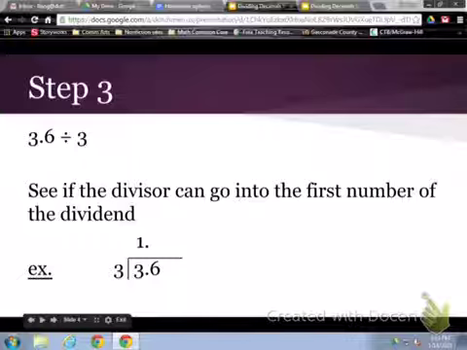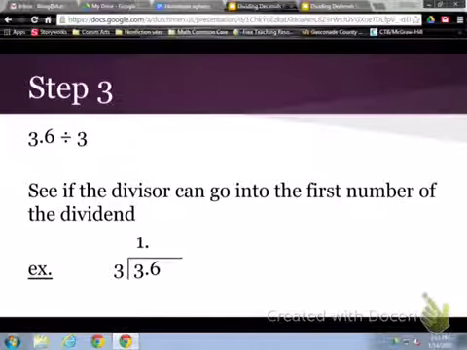Step 3 is starting your division process. So we have to see if the divisor can go into the first number of the dividend. So we are looking to see if 3 will go into 3. In this case, it goes in one time.